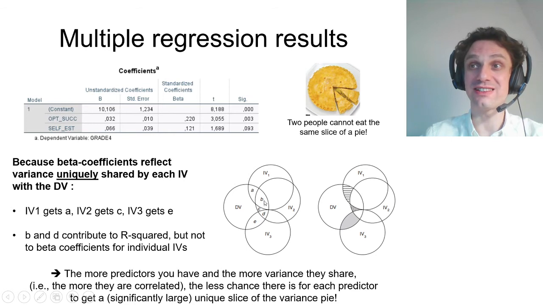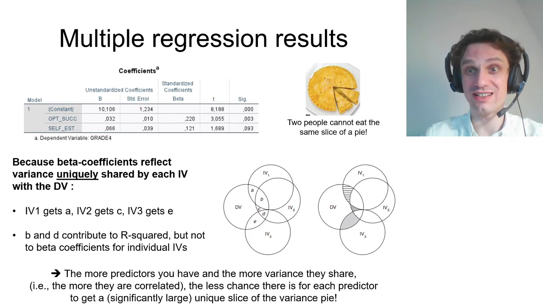What about the portions B and D that are shared by 2 predictors? Basically, they will contribute to R squared. So R squared will be based on all this portion of the dependent variable that is shared with any number of predictors. However, the beta coefficient for each individual predictor will only be based on the portion of variance that only this predictor claims and that is not shared with any other predictor.